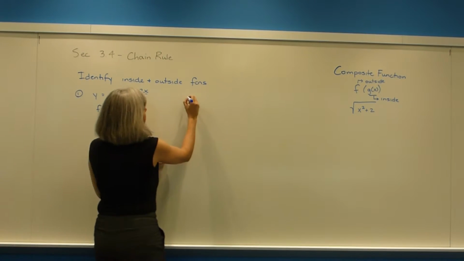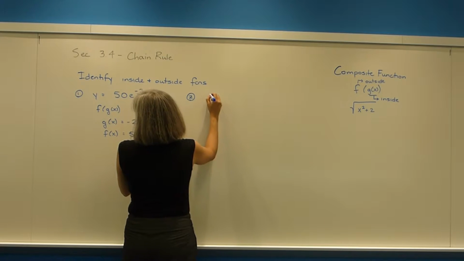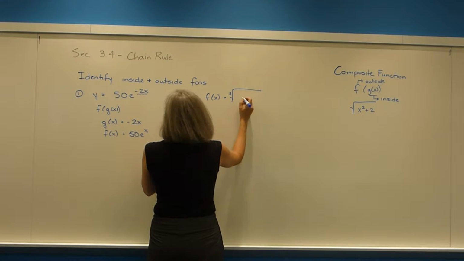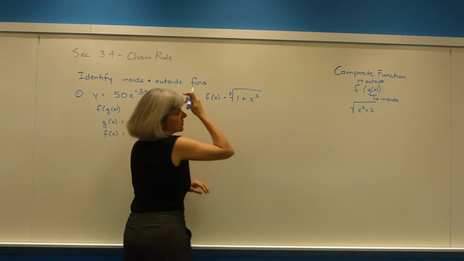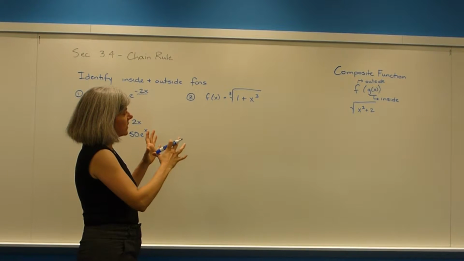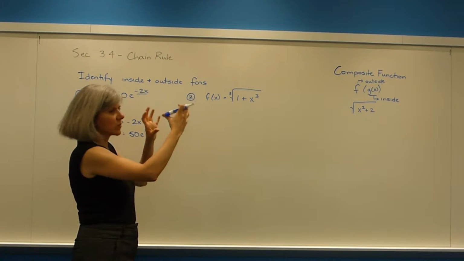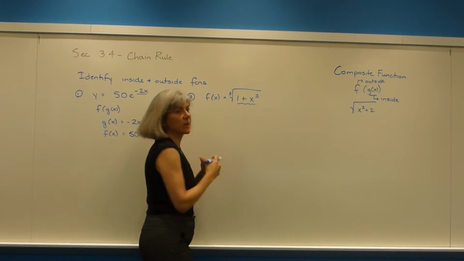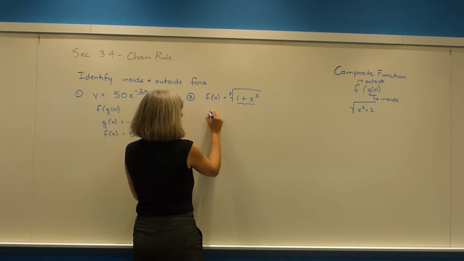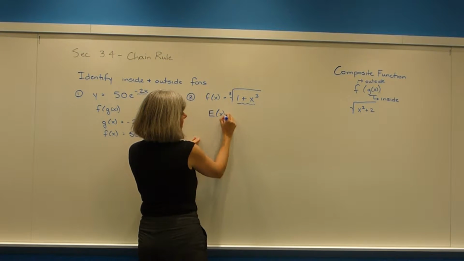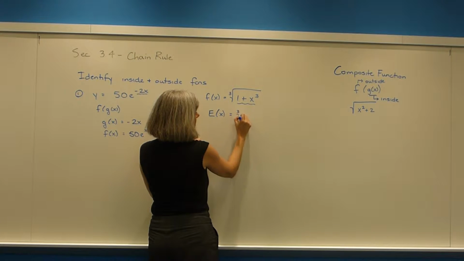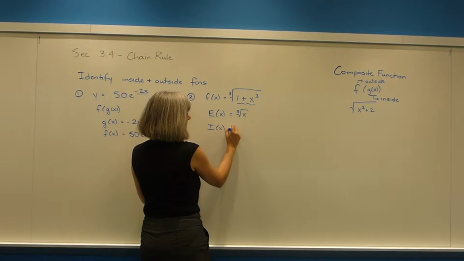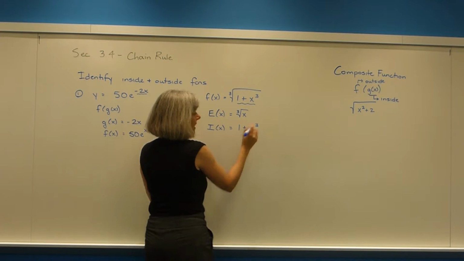Okay, let's look at another one. Cube root of 1 plus x cubed. Again, it makes some sense, I think, intuitively to make the root the outside function. It's even visually the outside function. And then everything else in here becomes the inside function. So the outside function, let's call it e for exterior, would be cube root of x, just the cube root function. And the inside function would be 1 plus x cubed.